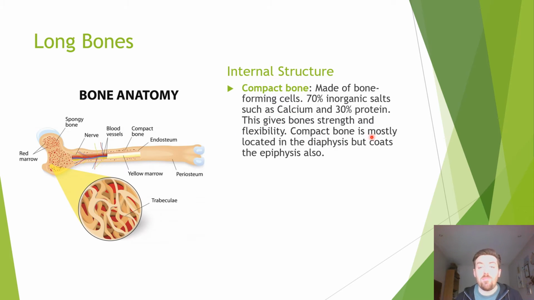All right. Compact bone is mostly located in the diaphysis, but coats the epiphysis also. So you have a small bit down here, but it's basically this compact bone. It's kind of hard to label here. So it's this kind of region. There we go. It's this kind of region here. All right. Very dense, very compact, very strong.